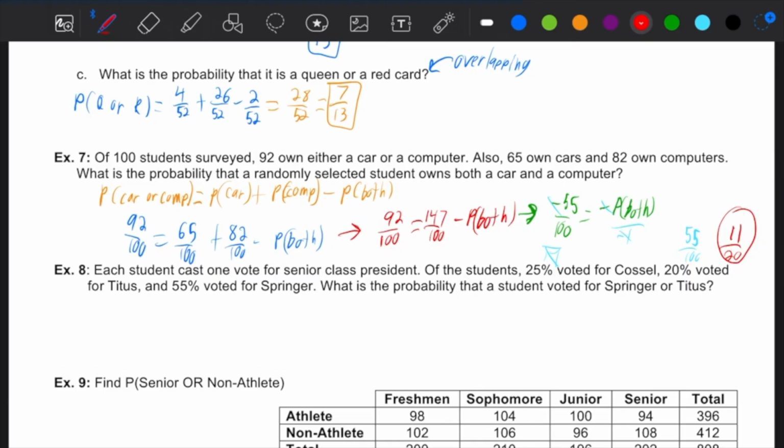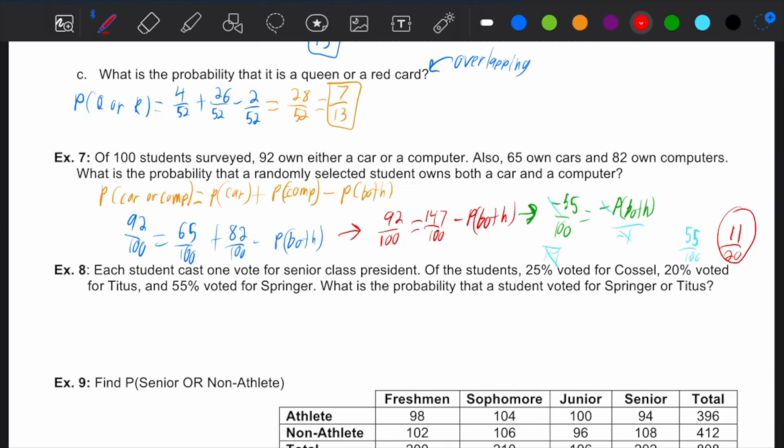So each student cast one vote for senior class president. Of the students, 25% voted for yours truly, 20% voted for Mr. Titus, and 55% voted for Mrs. Springer. What's the probability that a student voted for Springer or Titus? You know, I feel like I got gypped in this vote, but that's okay.